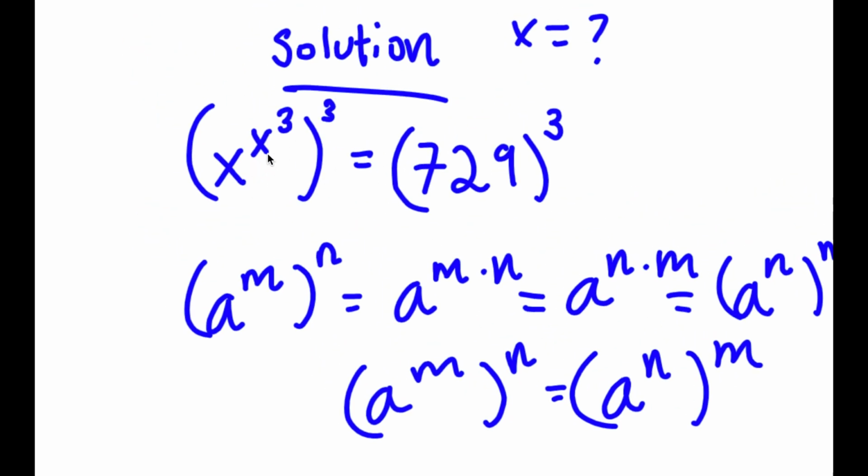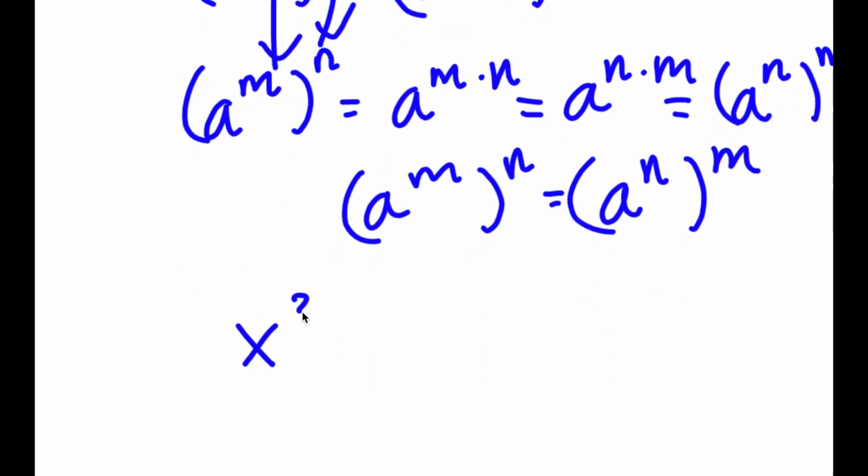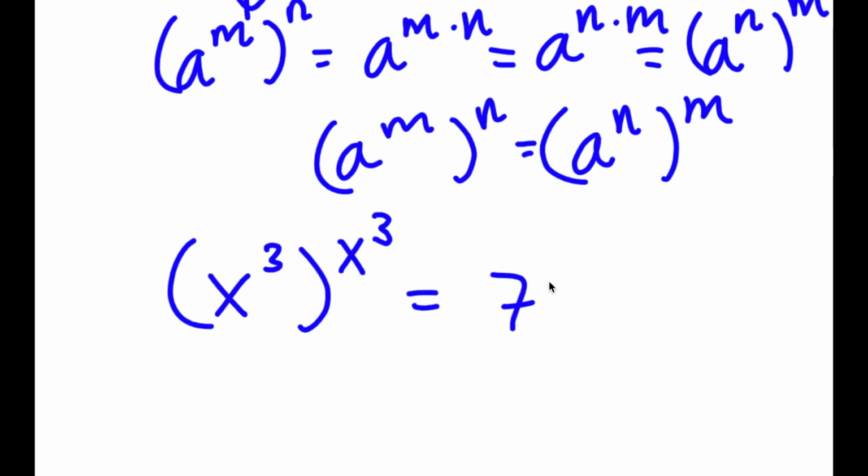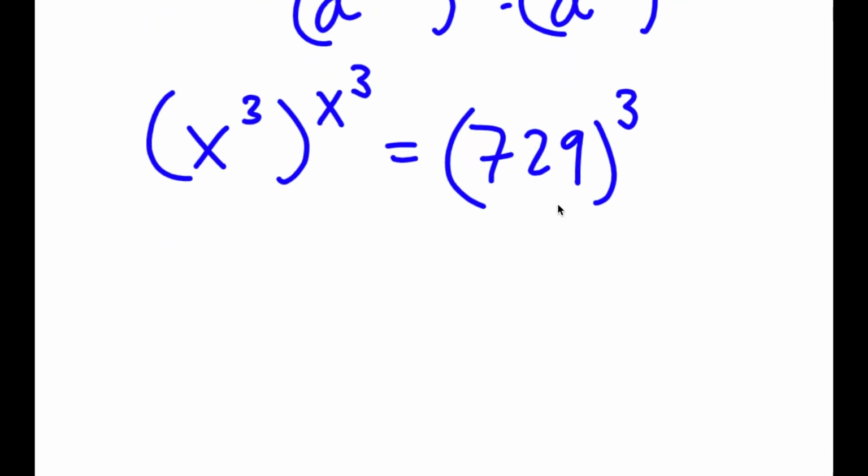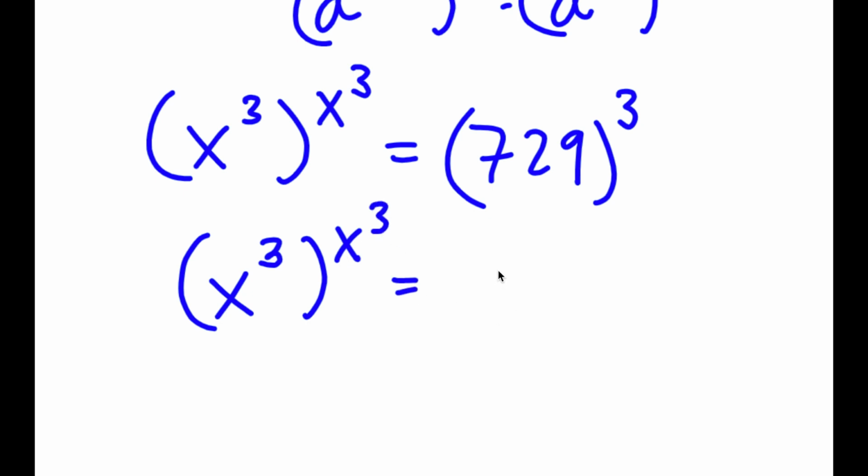So right here we have x to the power of x to the power of 3 to the power of 3, and we can think of x to the power of 3 as m and 3 as n. So this is the same thing as x to the power of 3 to the power of x to the power of 3, and this is equal to 729 to the power of 3. Now, 729 is the same thing as 9 to the power of 3. So now I have x to the power of 3 to the power of x to the power of 3 is equal to 9 to the power of 3 to the power of 3.